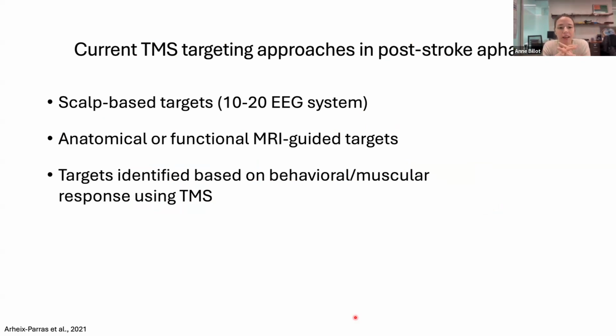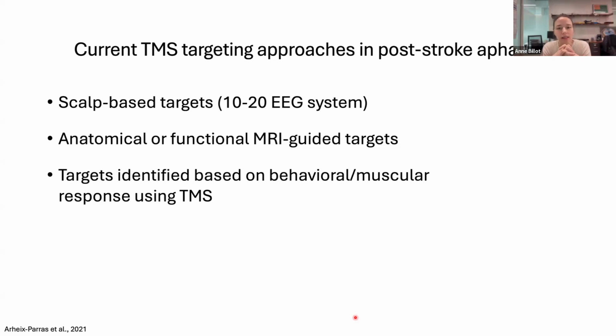And again, Sophie Exparas has shown in her great systematic review that TMS used in post-stroke aphasia most of the time targets anatomical or scalp-based regions. And in very few cases, TMS targeting approaches use techniques that allow to identify regions based on their function, using either fMRI or the direct effect of TMS on behavior. And of course, this is completely normal because fMRI is not that easy to use in a clinical setting. So we use what is feasible.